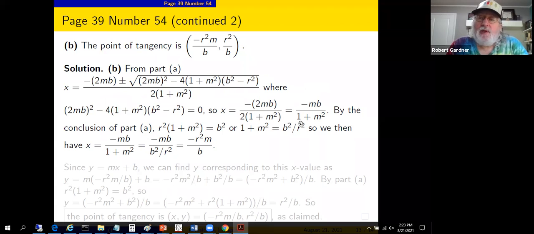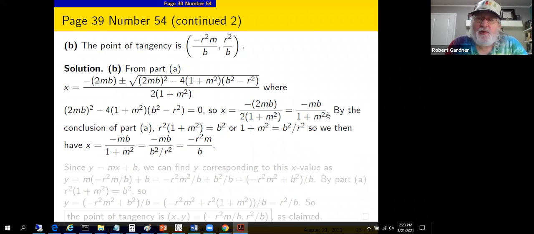We can cancel the 2's. That produces this. We're trying to get that. Well, we know more information. But at the point of tangency, x equals this. In part A, we had shown this. This was the conclusion of part A. Like I said, we did part A, so we can do this now. We know r squared times the quantity 1 plus m squared equals b squared. Okay, then we could divide both sides by r squared to get 1 plus m squared equals b squared over r squared. Again, you can't argue with the validity of it. The motivation might not be too well established, but in this one, I'd be happy if you can just follow the manipulations. So let's take the 1 plus m squared here and replace it with b squared over r squared.